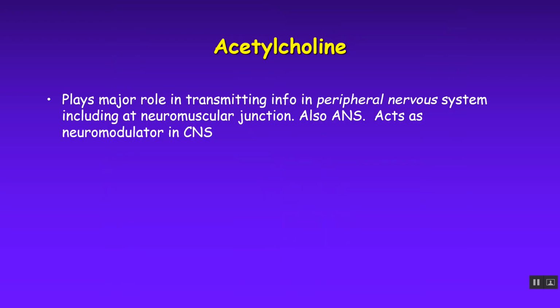So we'll just talk about some of these more common neurotransmitters and neuromodulators. The first one we'll mention is acetylcholine. It plays a major role in transmitting information in the peripheral nervous system, including at that neuromuscular junction. Okay, that's what helps you contract your muscles. Also in the autonomic nervous system, acetylcholine plays an essential role in autonomic nervous system transmission, both in the sympathetic and parasympathetic systems, and we'll get there a couple of weeks from now. We'll talk about the role acetylcholine plays there.